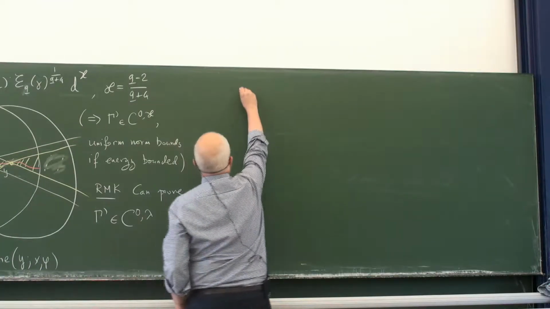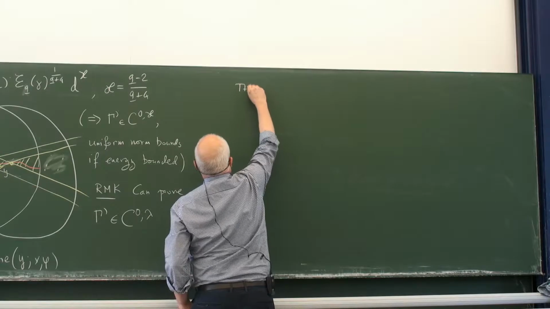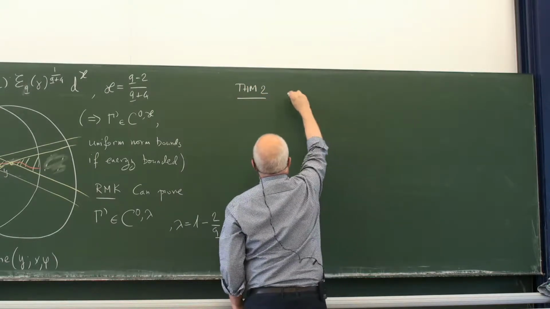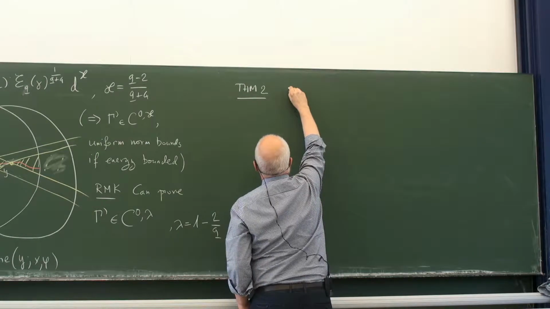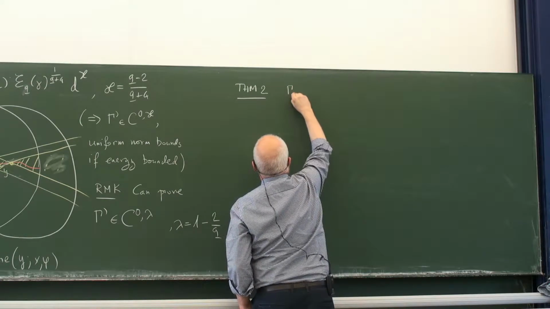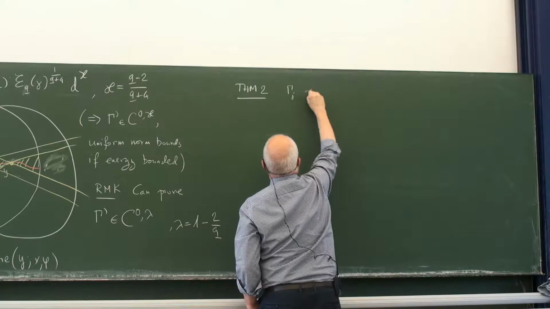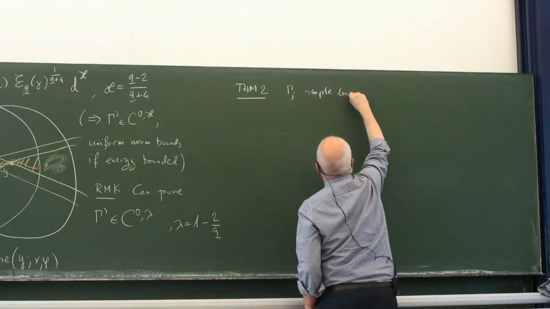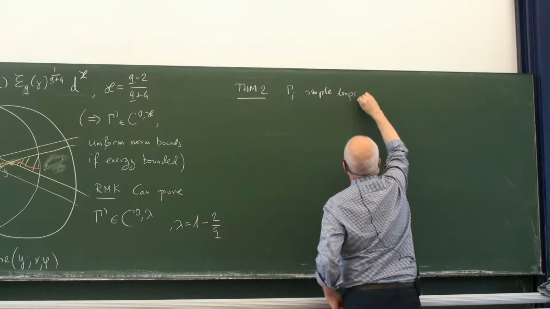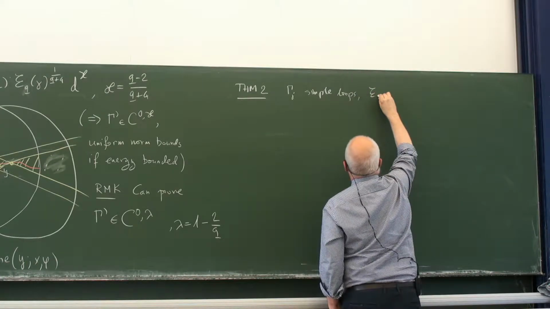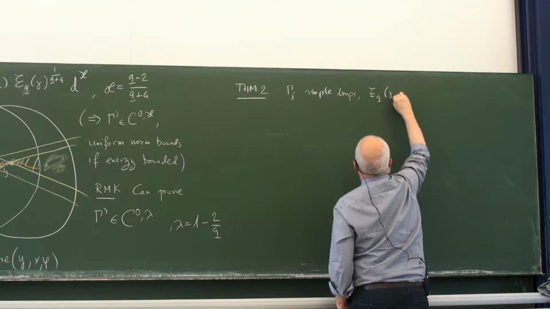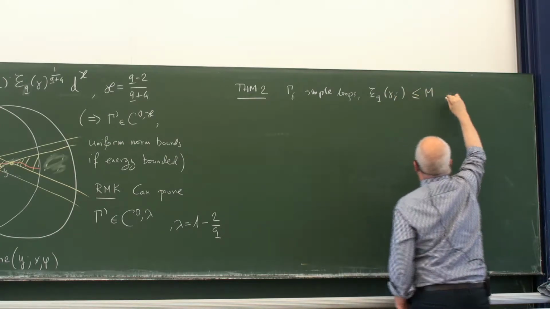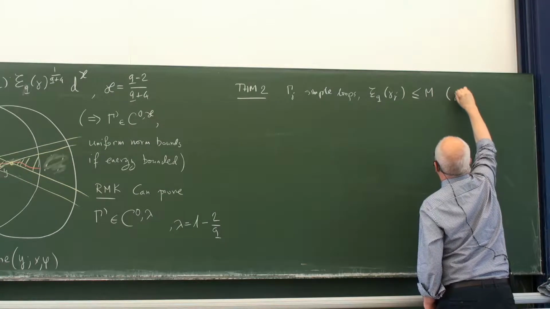But I want to state and discuss a second theorem, namely, suppose that you have gamma_j simple loops, no self-intersections, and the energy of gamma_j is smaller than or equal to some constant M for all j.